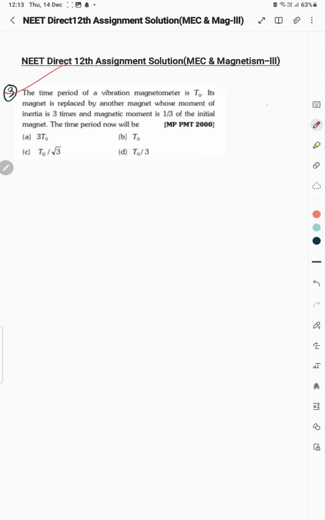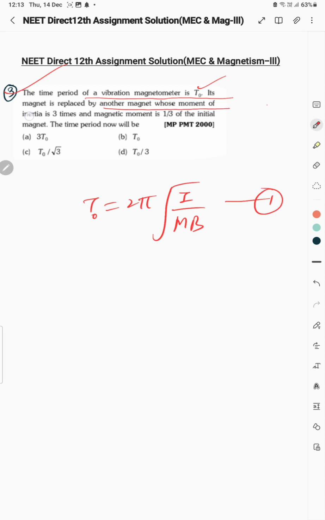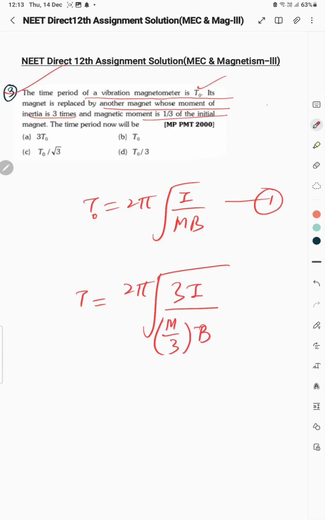Now let's move on to question third. The time period of a vibration magnetometer is T naught. Well, the formula is 2 pi root of I by mB, and this value is given as T naught. Call it number 1. Now it is replaced by another magnet whose moment of inertia is 3 times. Well, for that, instead of I we should write 3I, right? And the magnetic moment is 1/3 of the initial value. That is, 1/3 means m by 3, but the earth's field remains the same. Then you have to find what the value of T is.